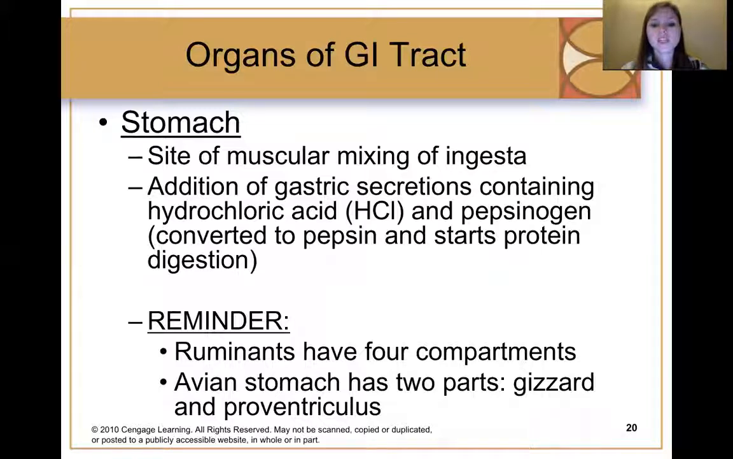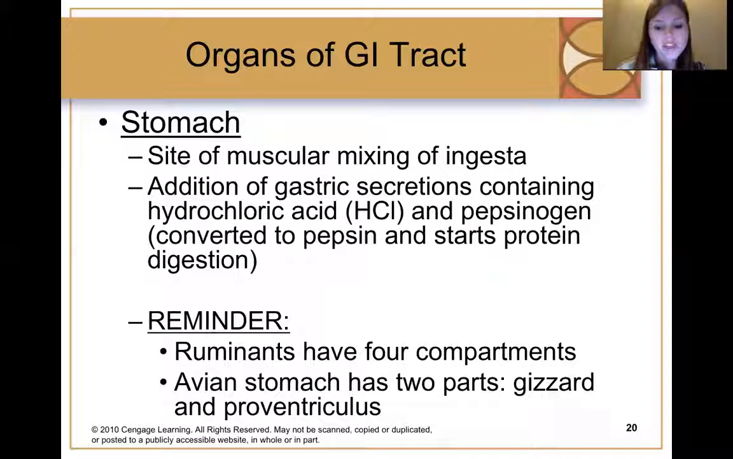And pepsinogen is important for protein digestion. So pepsinogen is actually an inactive form known as a zymogen, and then it's converted to pepsin. And pepsin is the active form which will start protein digestion. So that will happen in the stomach. So obviously if the stomach is producing acid, the pH of the stomach is going to be pretty low. So that really is important for enzyme function and for starting protein digestion.